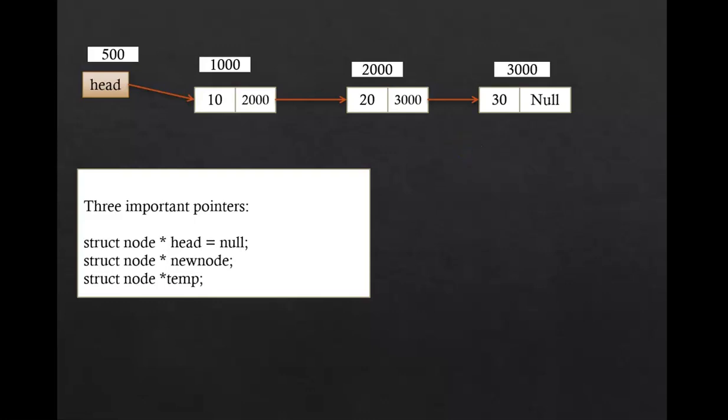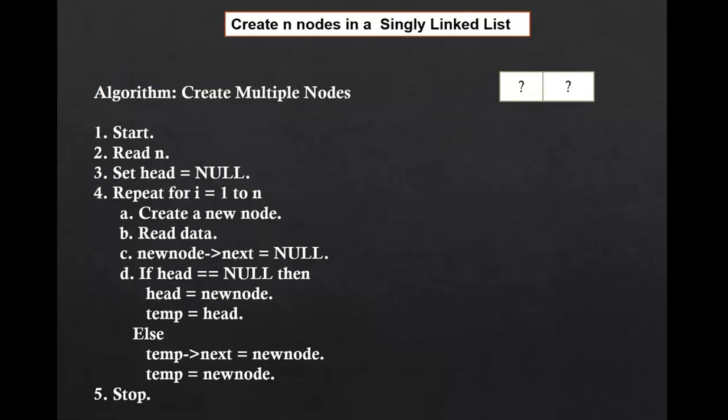The first operation is creation of nodes in a singly linked list. We have to create n nodes in a singly linked list. What is the basic algorithm for creation of n nodes? First you read n. For example, n is equal to 2 in my example. Initially I set head equal to null. Why? Because head equal to null means the list is empty. Then you run a for loop for i equal to 1 till n. My i is equal to 1. You create a node. You call malloc and create the node dynamically.